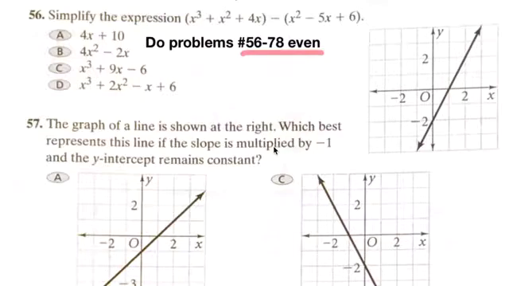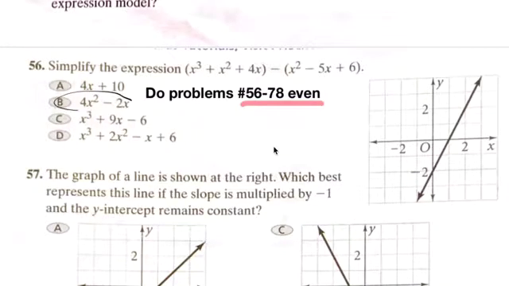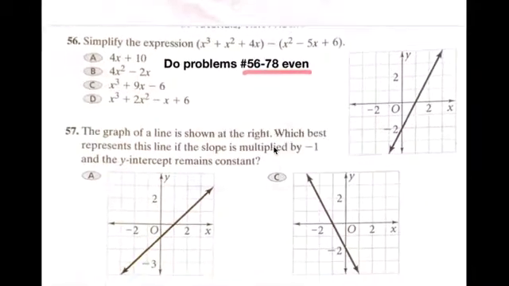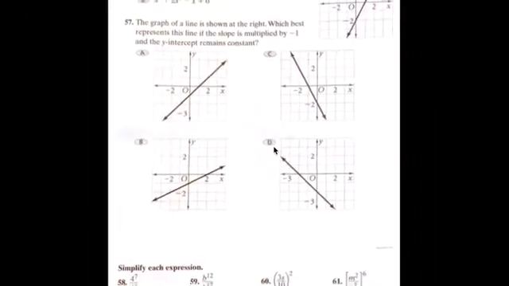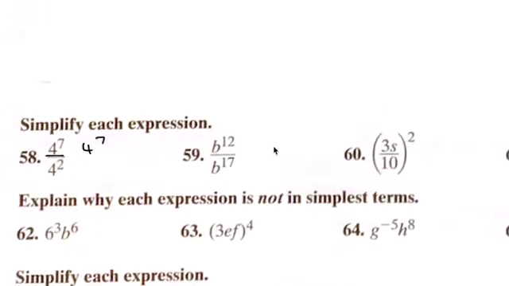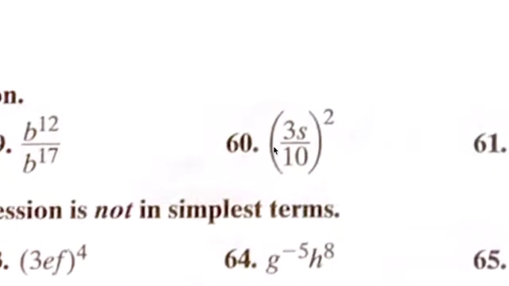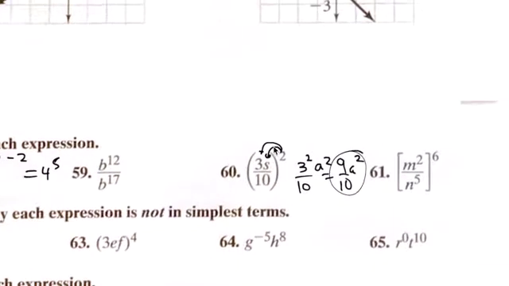Okay, 56. Now just do the work on paper and choose the correct multiple choice. Graph. Oh no, you don't even have to do that. Even numbers. Remember, when you divide, you subtract the exponent, 4 to the 7th minus 2, get 4 to the 5th. Make sure you remember that you distribute first here, 3 to the 2nd, a to the 2nd over 10. So you get 9 over 10, a to the 2nd. Okay, make sure you remember that.